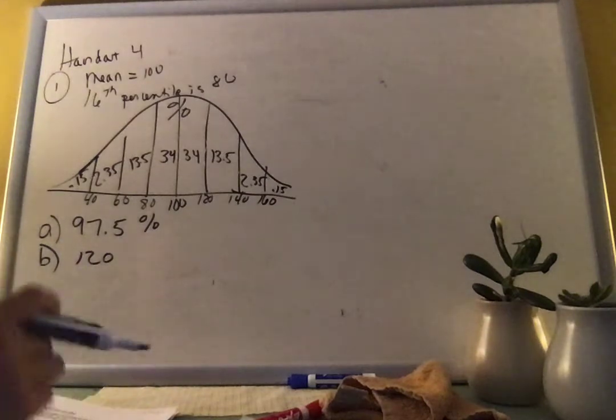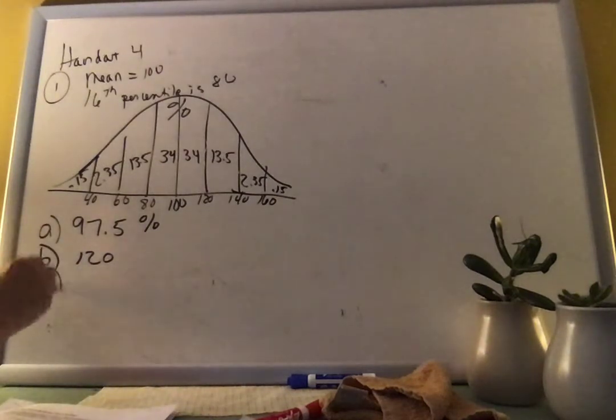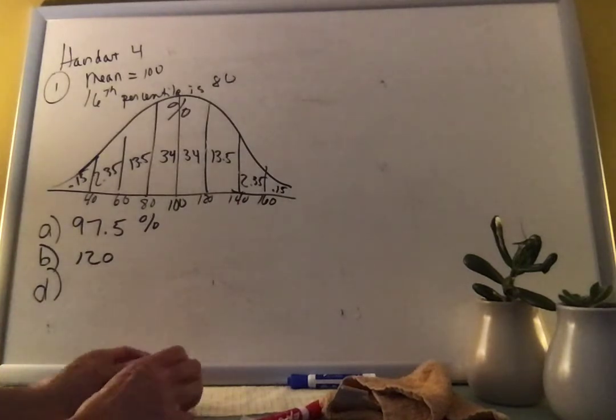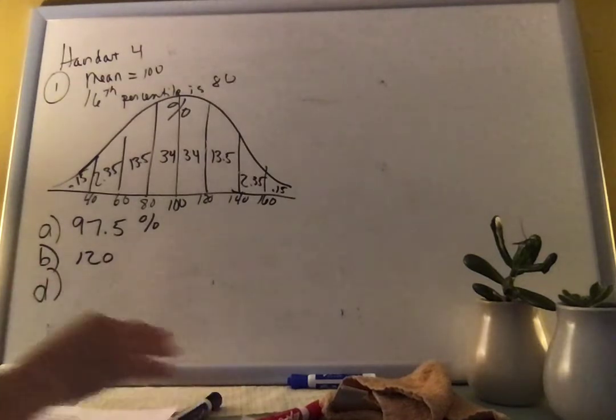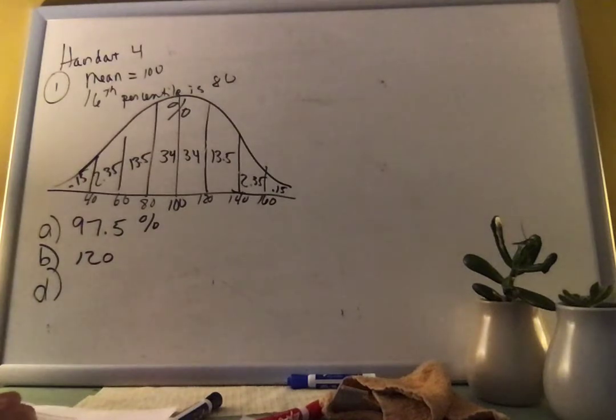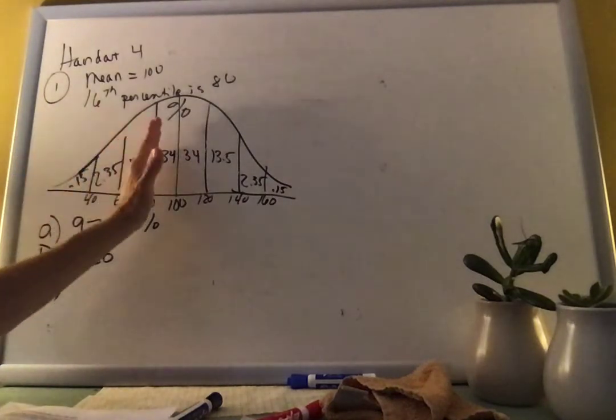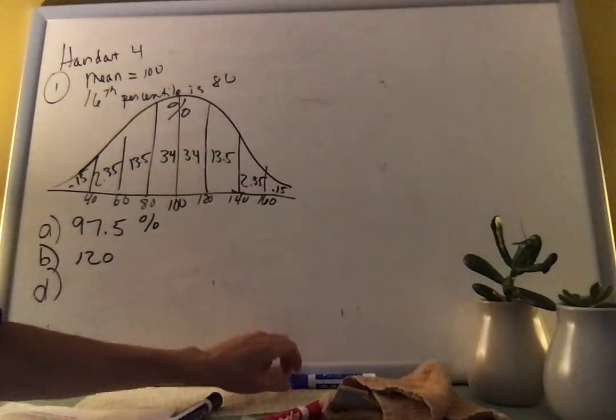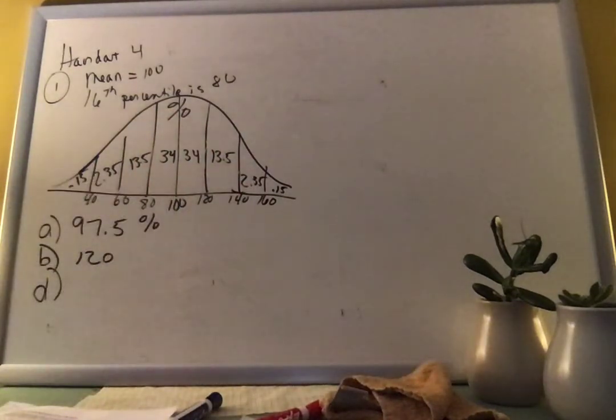I want to go to D next. 97.5% of scores are at least what? If I had to pick the one question that stumps students on test 1 and test 2 and the final exam, it's this right here. Remember, this is using the word at least, which means go bigger. But I gave you the percent, so I need to know which one of these lines has 97.5% bigger than it.